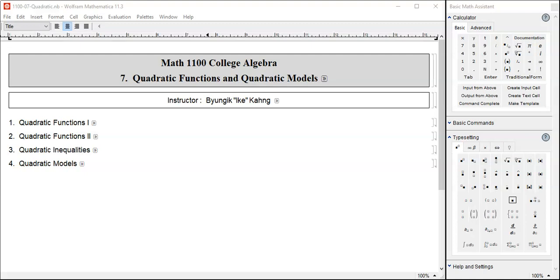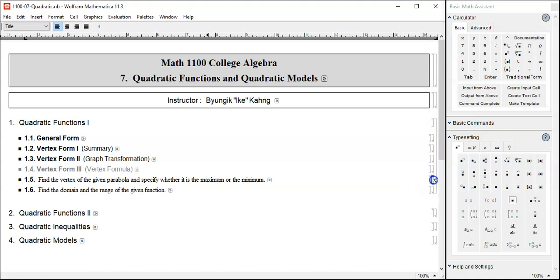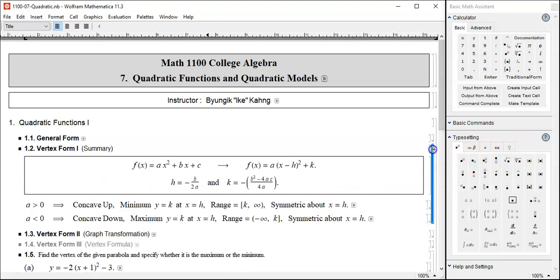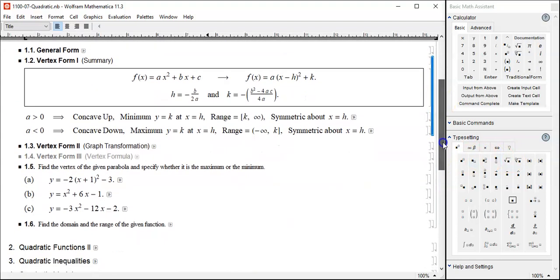Hello students, welcome back. Now let's go to example problems in section 1. We went through the first problem here, but that was trivial because it was already in vertex form. Let's go to the other problems, and you can do them in two different ways. One is completing the square from the general form to the vertex form. The other way is to use the formula h is minus b over 2a, k is negative of b squared minus 4ac over 4a.